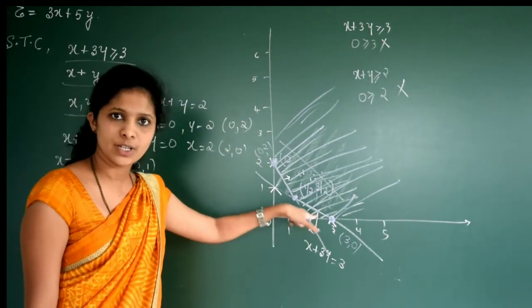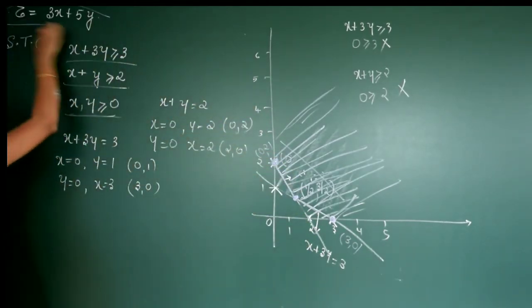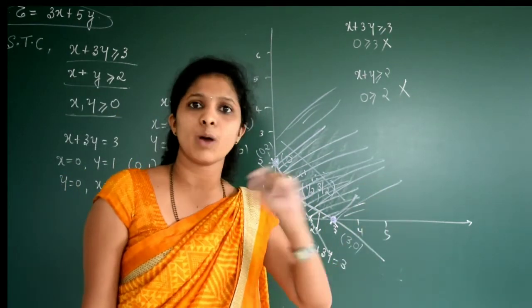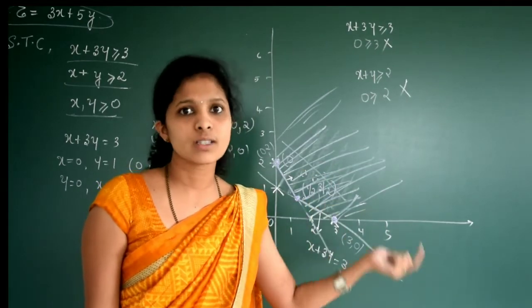So these are the points. Now what you have to do? Just substitute in the z objective function and check the minimum value. Directly we cannot say whether it is the minimum or the maximum. For that we need to draw the graph and check.